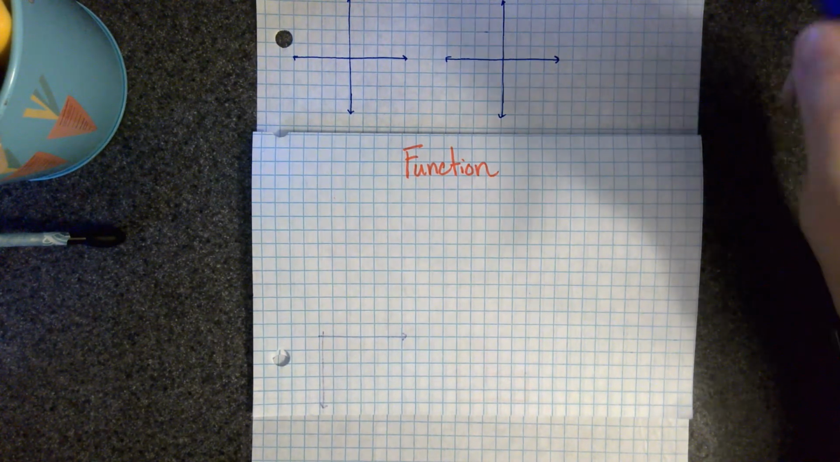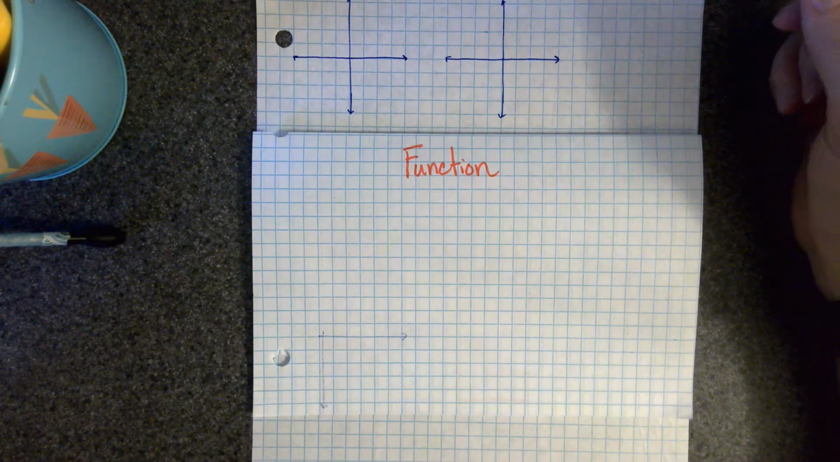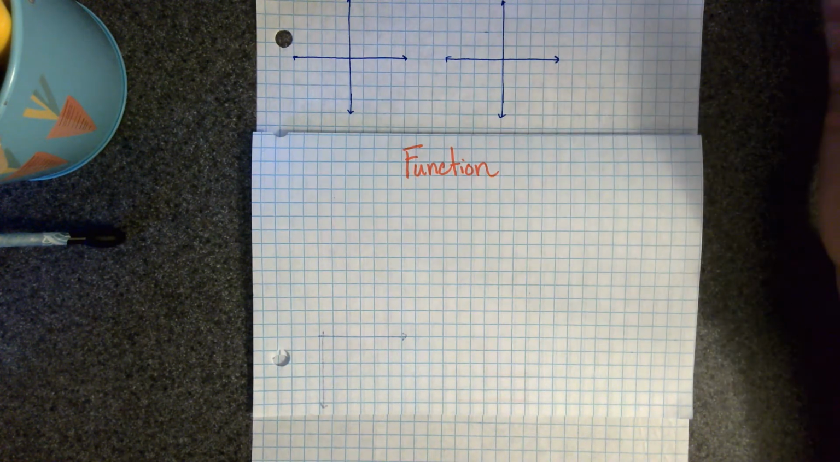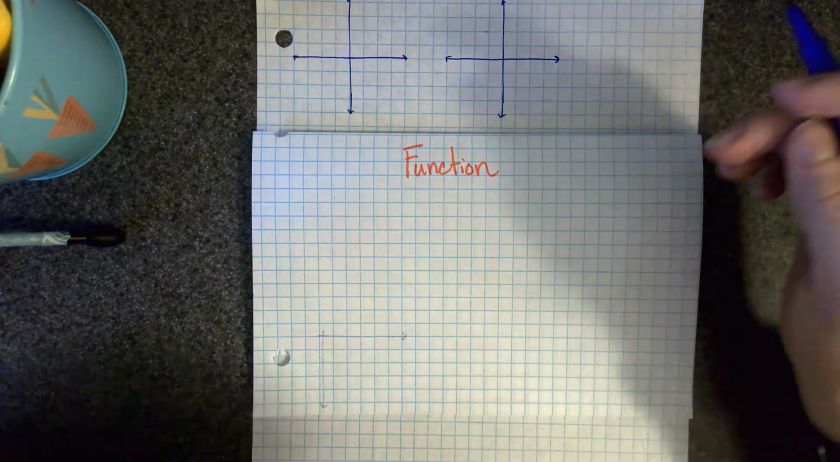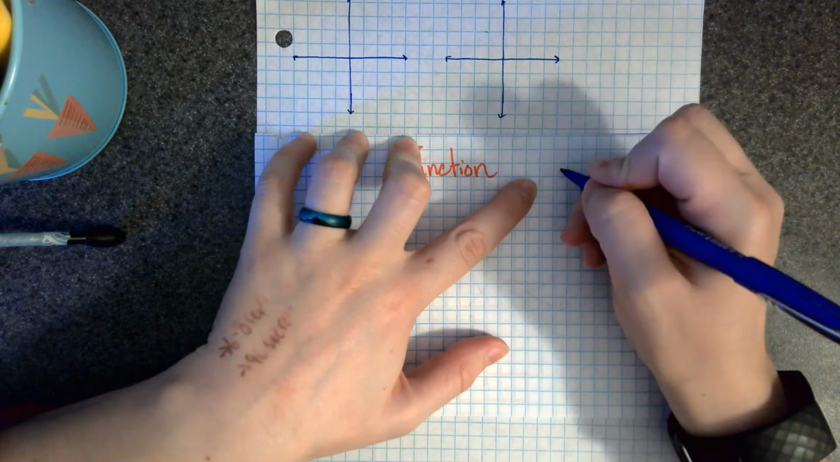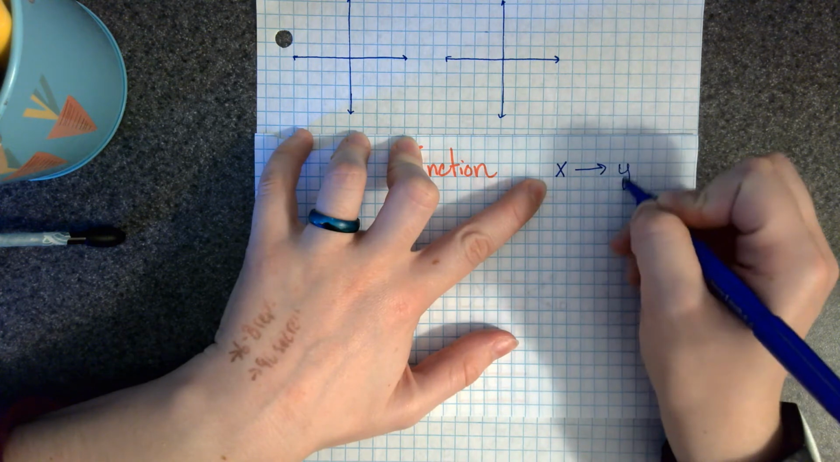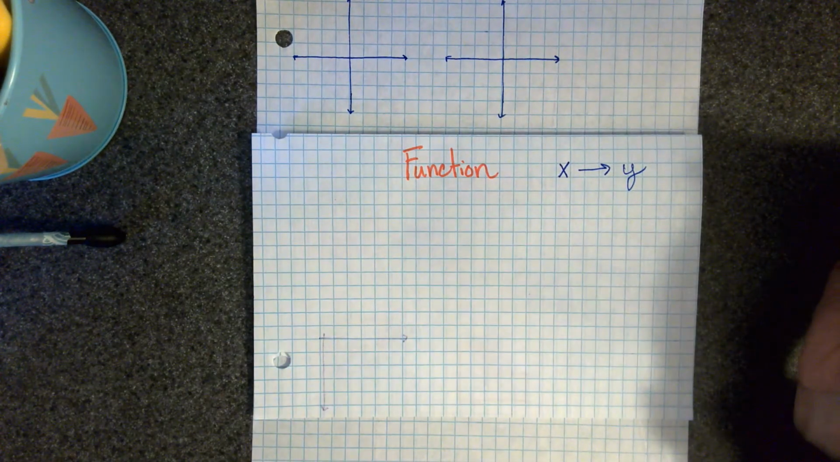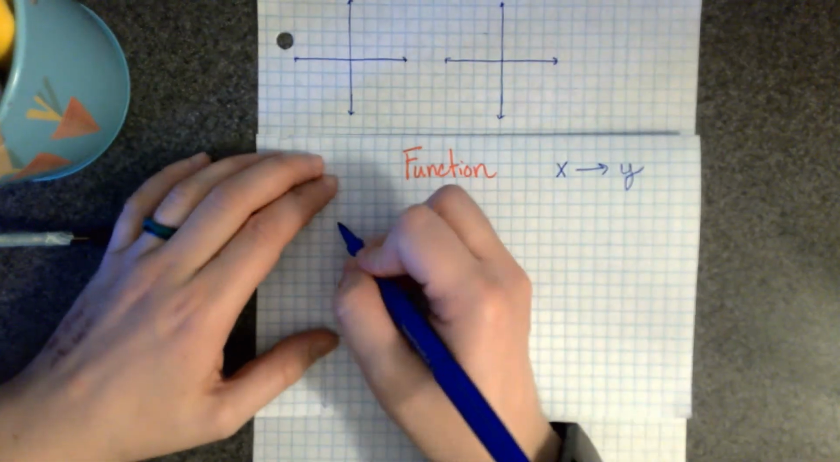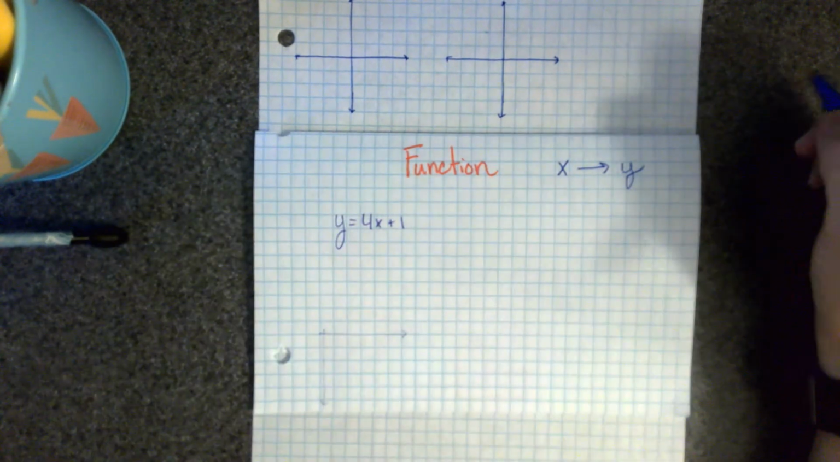Anyway, functions show up a lot on the ISATs and you're supposed to be able to identify them and understand what the word means. So let's talk about what a function is. The specific definition of a function is any graph or equation for which when I put one x in, I only get one y out. Now, most of the equations we use, like y equals 4x plus 1, for instance, is a function.